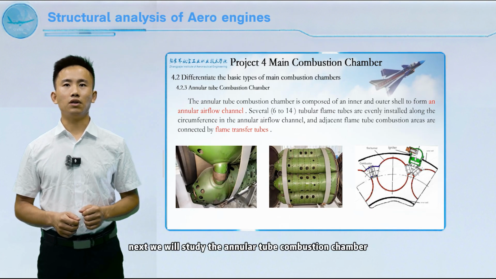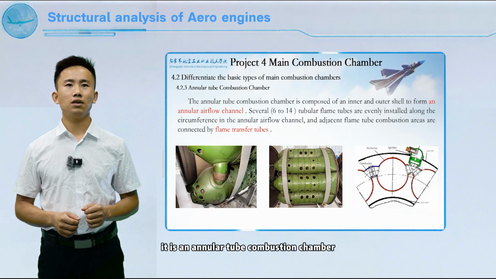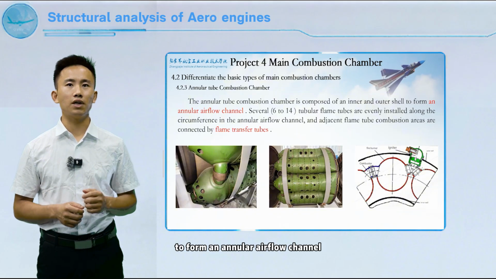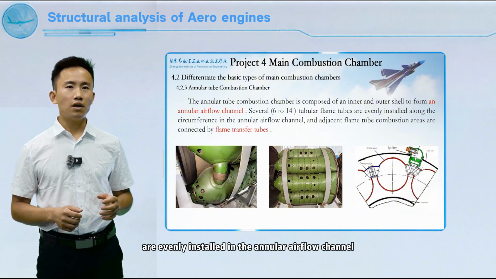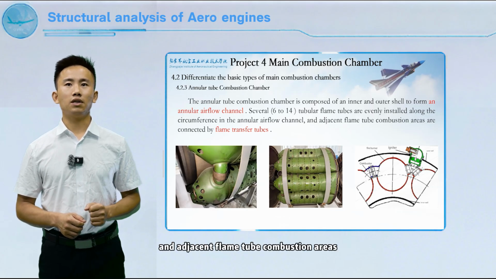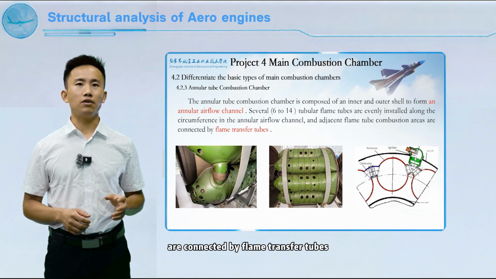Next, we will study the annular tube combustion chamber. As shown in the figure, it is an annular tube combustion chamber. It consists of inner and outer shells to form an annular airflow channel. Several tubular flame tubes are evenly installed in the annular airflow channel along the circumference, and adjacent flame tube combustion areas are connected by flame transfer tubes.